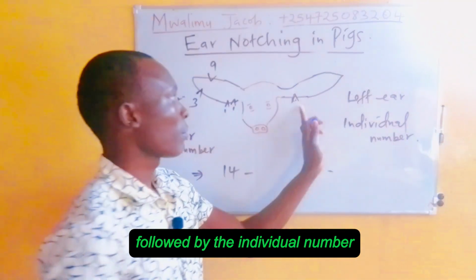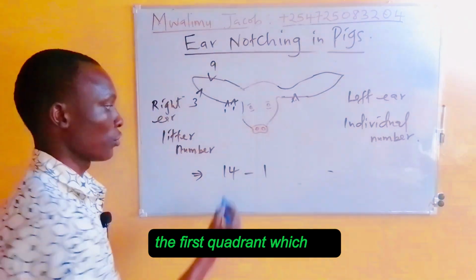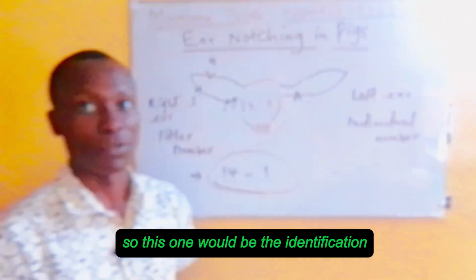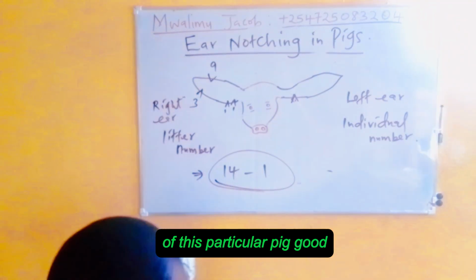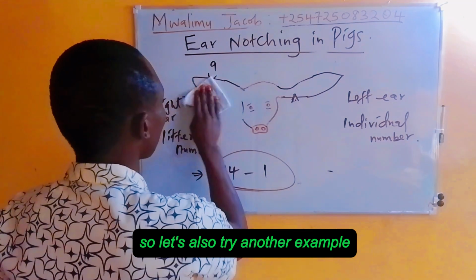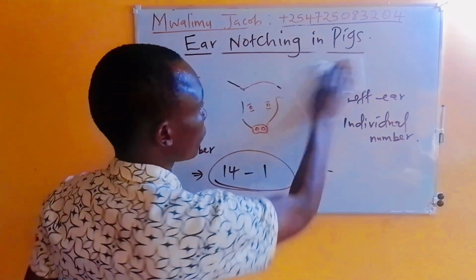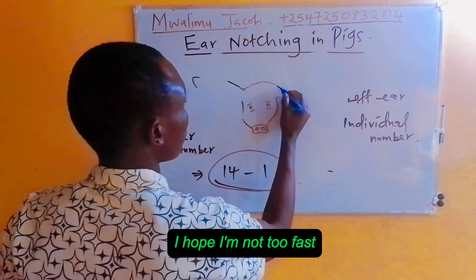Followed by the individual number, the first quadrant, which is 1. So this one will be the identification of this particular pig. Good. So let's also try another example. I hope I'm not too fast.